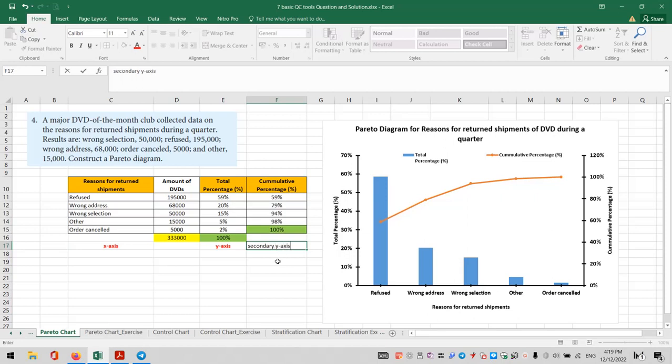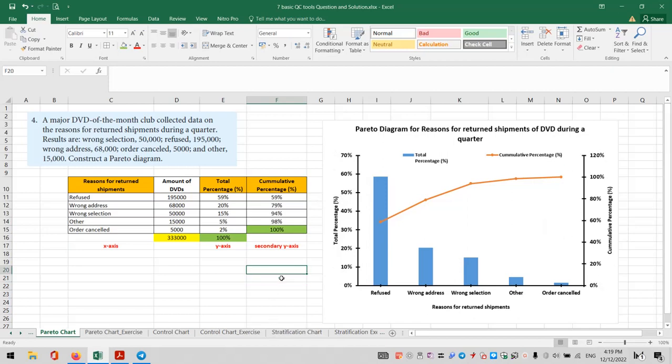What do we call a secondary? Secondary means the second one. Usually we plot the Y part on the left-hand side, and then the X part. The right side is usually invisible. But in this case we have another y-axis, so we call it secondary because here is the primary and here is the secondary one.